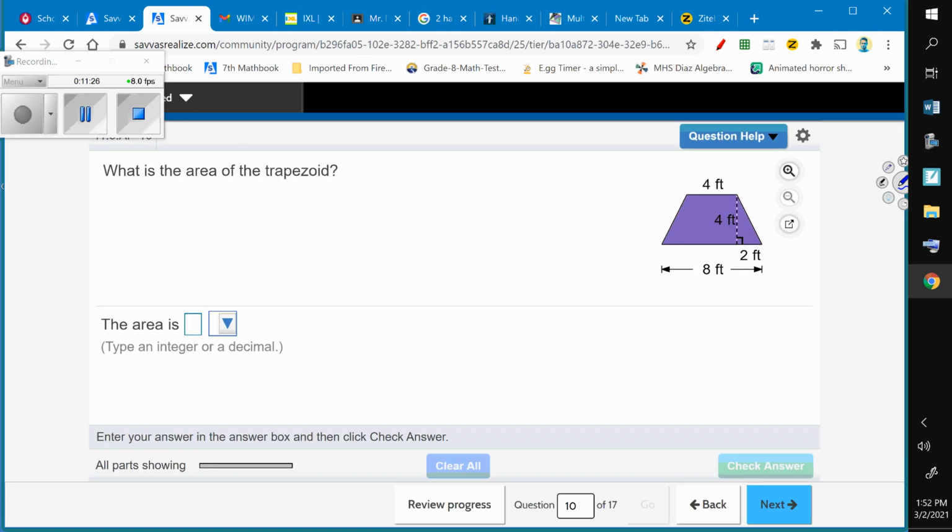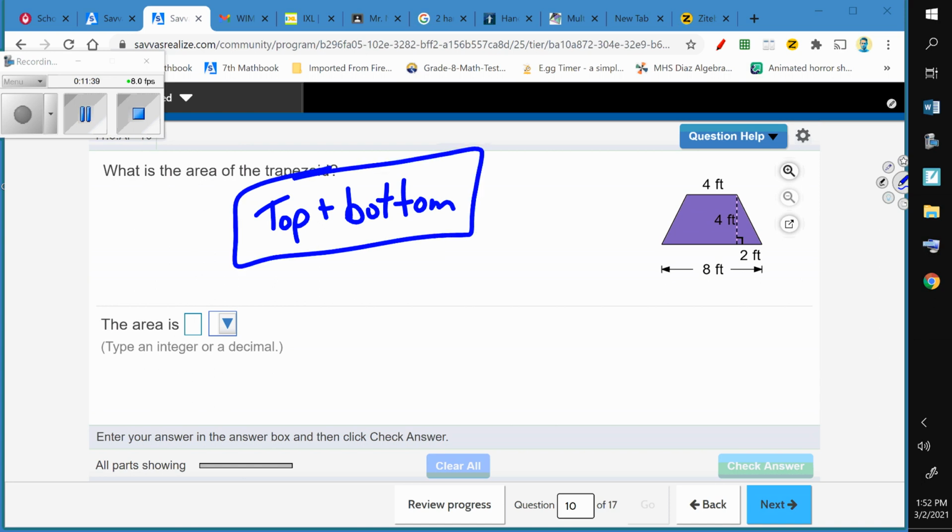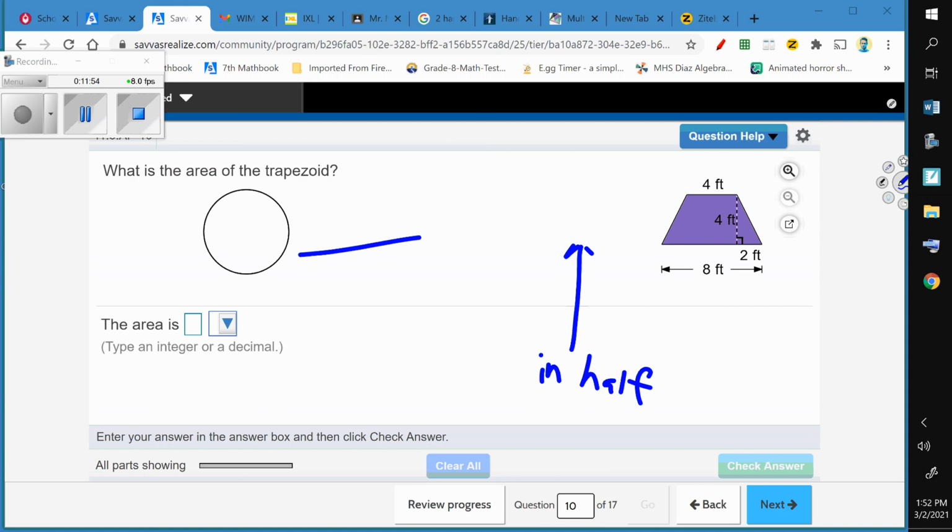Number 10. What's the area of the trapezoid? Okay, so here's what I'm going to say. Do this on your own. Here's my hint. Add the top plus the bottom, okay? Add those two. That's going to give you a number. And then write that times 4. And then cut that number in half. Take 4, cut it in half, multiply it times 8 plus 4, and you get your answer. Good luck with that. That's a pretty basic one. You should do fine on that.